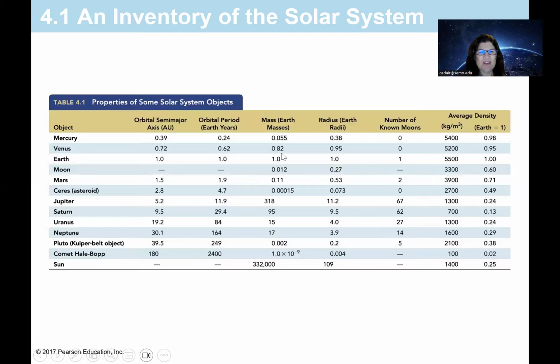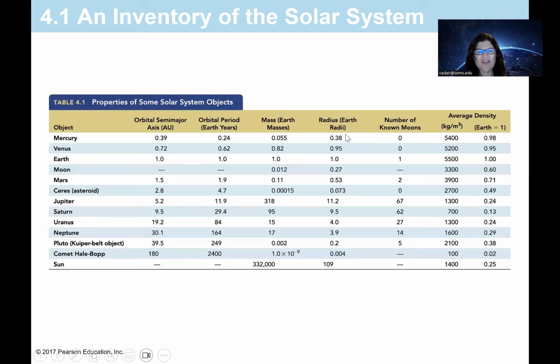All right, masses. Mercury is smaller. Venus is very close, but smaller. The moon is a lot smaller. Mars is smaller. Ceres, very small. Jupiter, huge, humongous. But look at the sun. Compared to the Earth as 1, the sun is 332,000 times bigger.